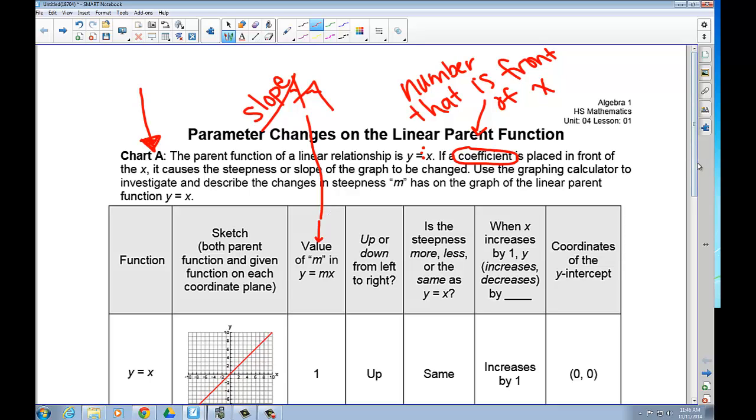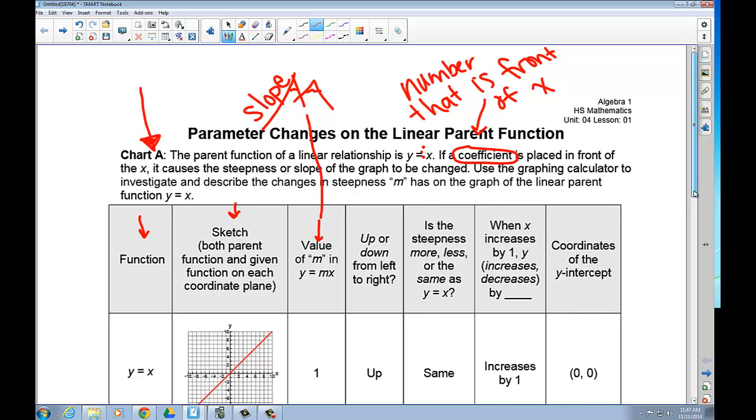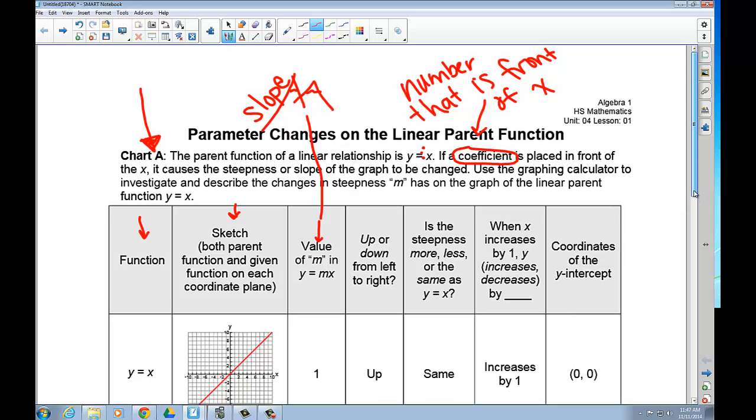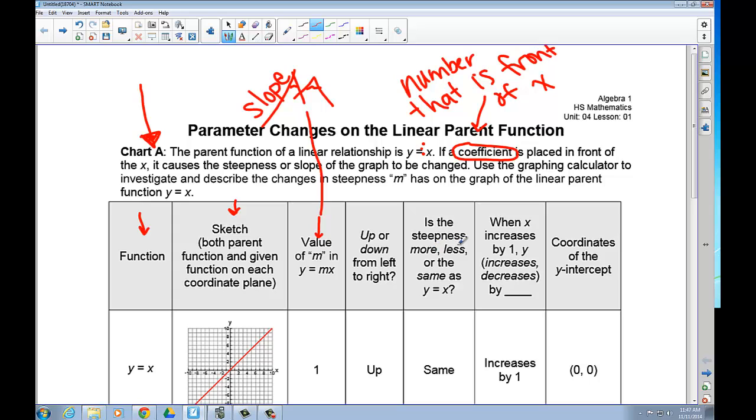The first example is our linear parent function, our y equals x. And this first column is our function. Second column asks you to sketch both parent function and given function on each coordinate plane. Since the first one is our parent function, we'll only have one line. Just keep that in mind, because all the other ones should have 2 lines. And then it'll ask what the value of m is. If it goes up or down from left to right, is the steepness more or less or the same as y equals x? And when x increases by 1, what happens to your y?